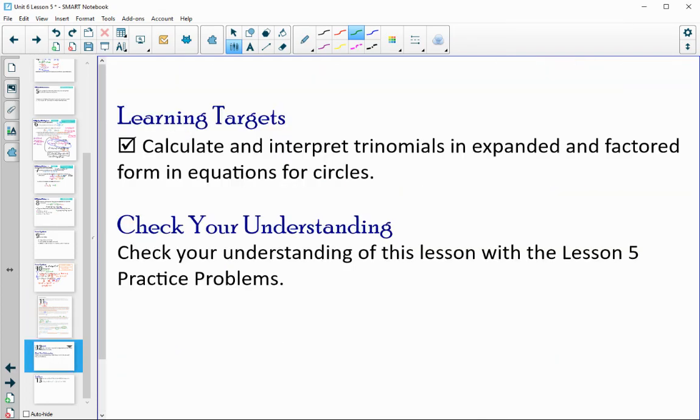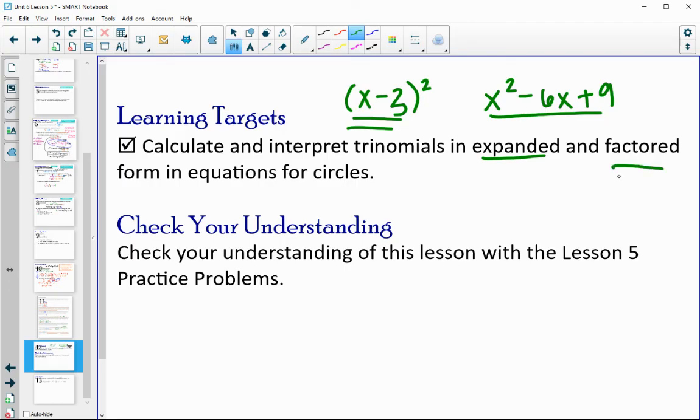So hopefully you're able to calculate and interpret trinomials in expanded form, which is the multiplied out form, and then factored form, which is the binomial squared form. So here's the factored form. The expanded form is x squared minus 6x plus 9. So here's expanded and here's factored.